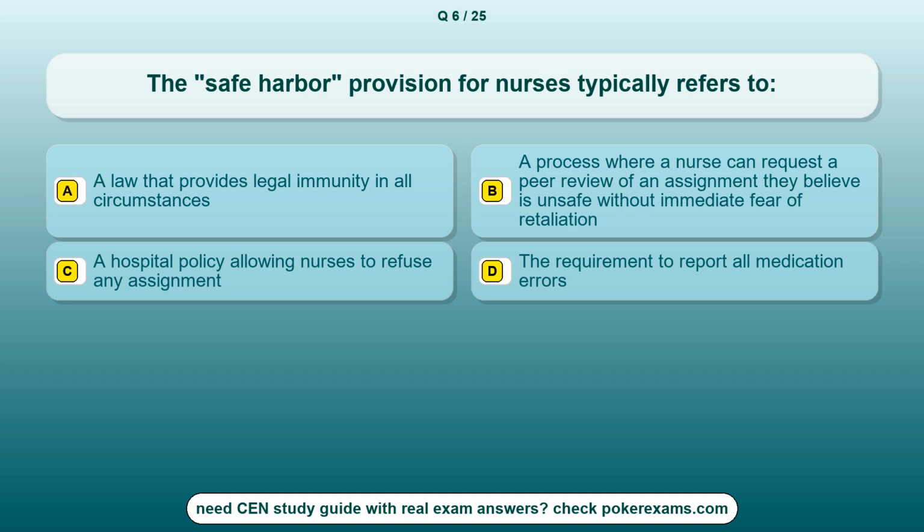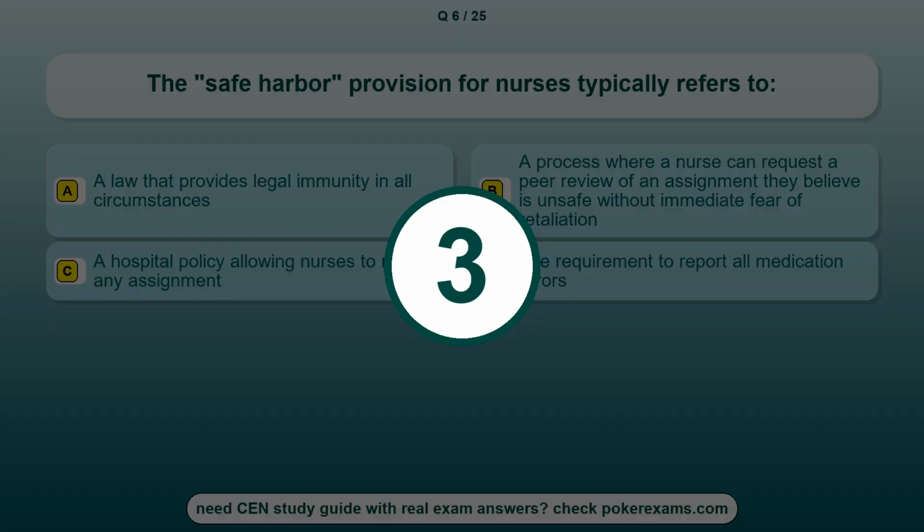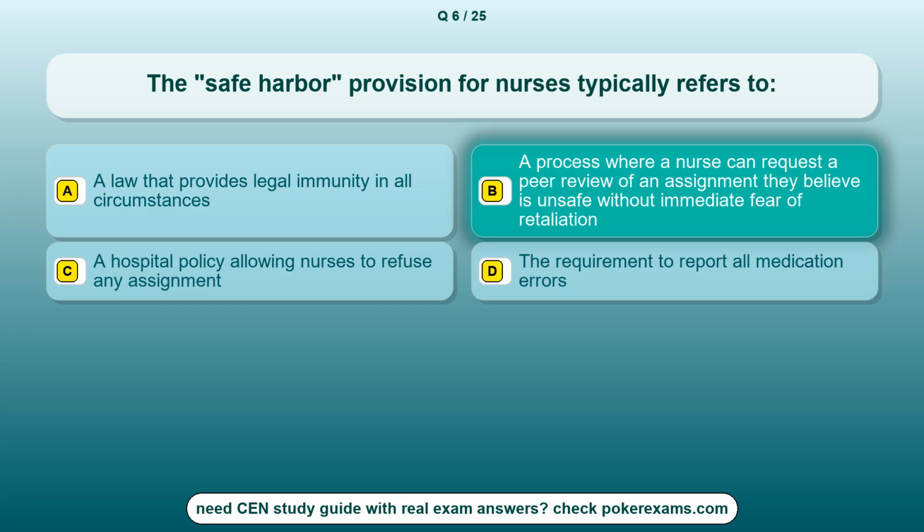Question 6. The safe harbor provision for nurses typically refers to Option A, a law that provides legal immunity in all circumstances. Option B, a process where a nurse can request a peer review of an assignment they believe is unsafe without immediate fear of retaliation. Option C, a hospital policy allowing nurses to refuse any assignment. Option D, the requirement to report all medication errors. The correct answer is option B, a process where a nurse can request a peer review of an assignment they believe is unsafe without immediate fear of retaliation.